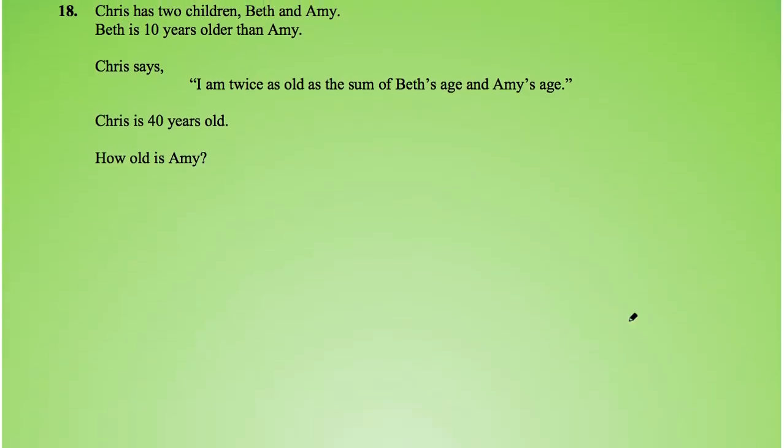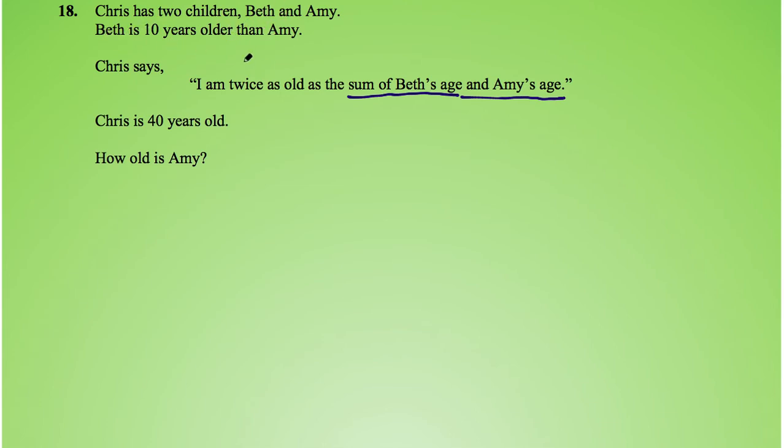Question 18. Chris has 2 children, Beth and Amy. Beth is 10 years older than Amy. Chris says, I am twice as old as the sum of Beth's age and Amy's age. And Chris is 40. How old is Amy? Now, you can just use logic on this, but it's going to get confusing. And definitely what the exam expects, and the easiest way to do it, is to use algebra.